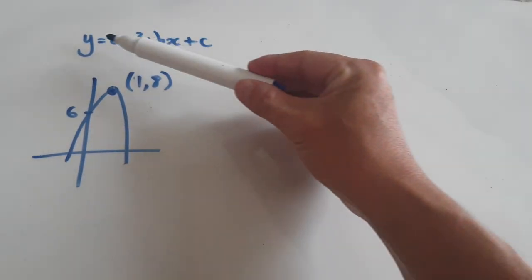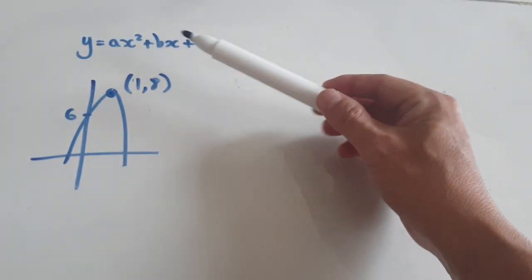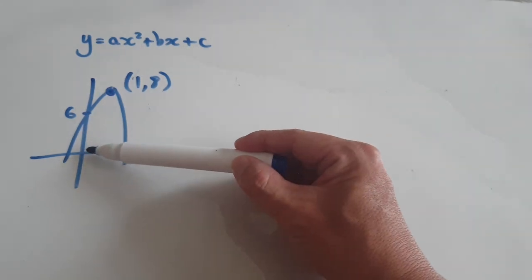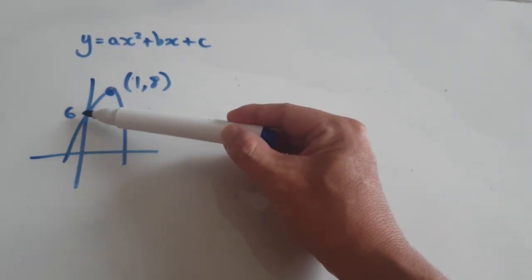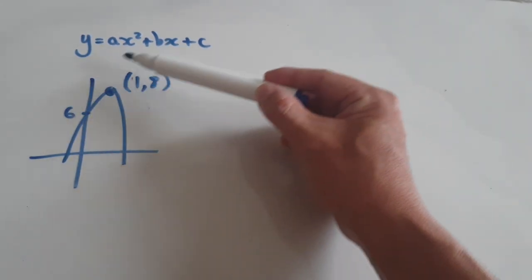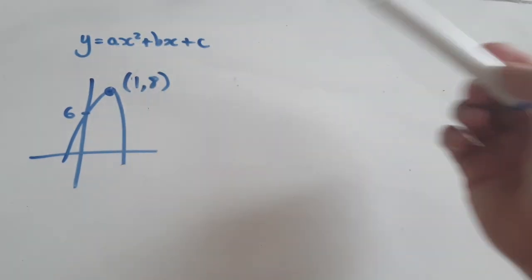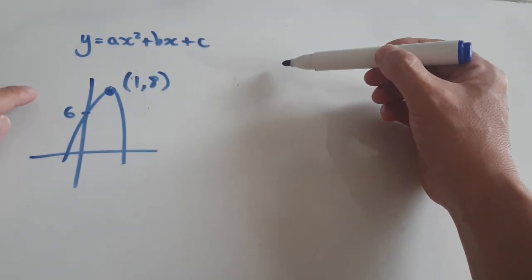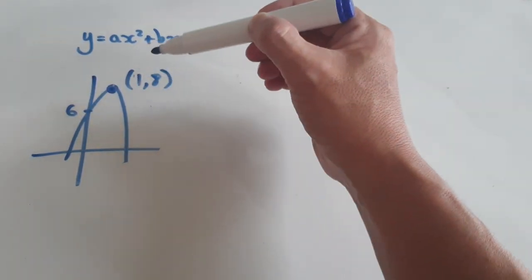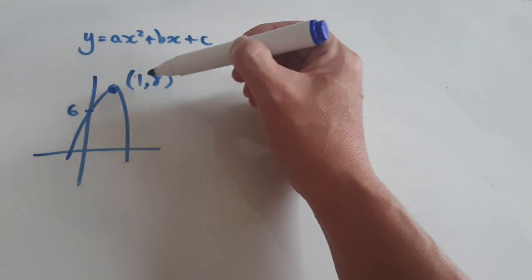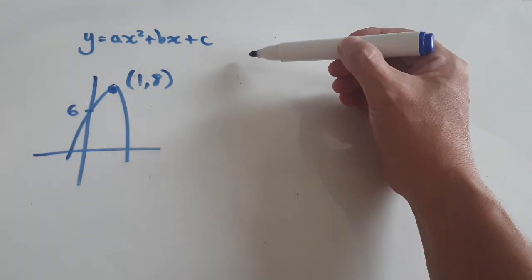In this video, we're going to try and come up with a quadratic equation where the vertex is at 1 across, 8 up, and the intercept must be 6. So our job is to find A, B, and C. To do this, if you want to force a vertex to be at 1, 8, then you have to do this.